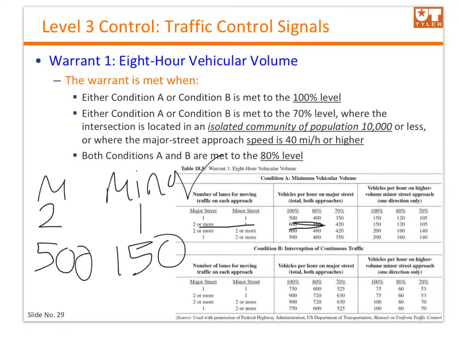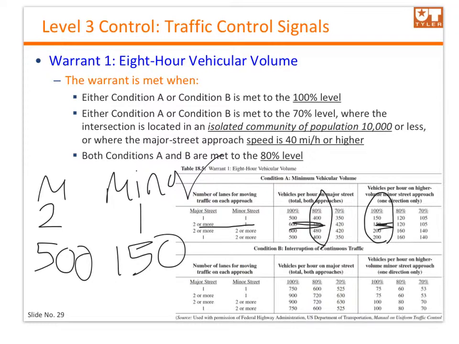When it comes to the minor street, it's 150, so 150 would be here. So it's 100% for the minor, but it's 80% for the major, and therefore we say this warrant was met at 80%. Same thing now for condition B, which is interruption of continuous traffic.